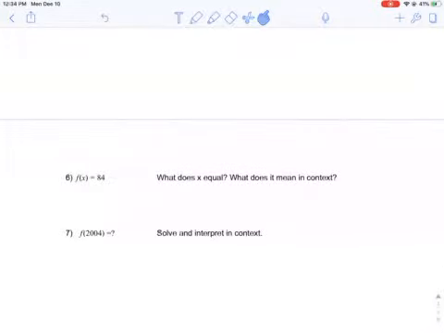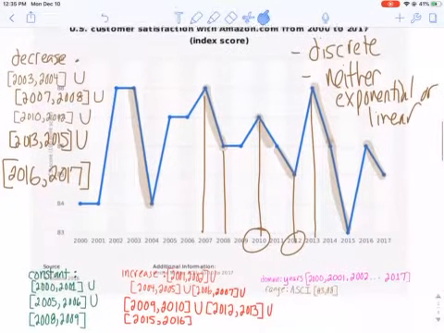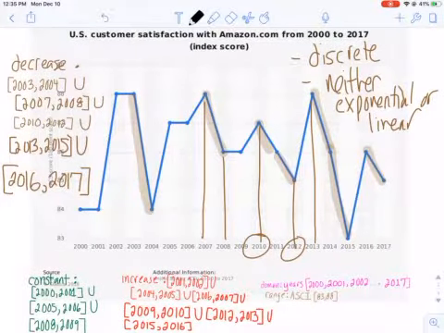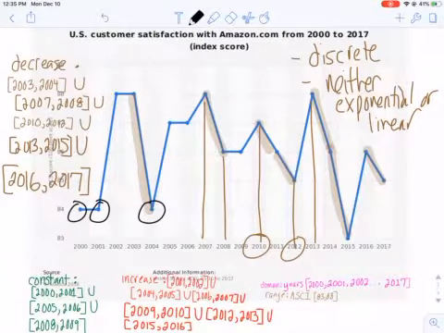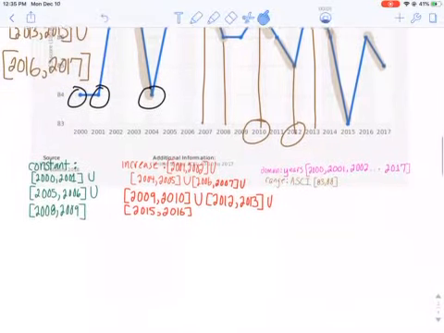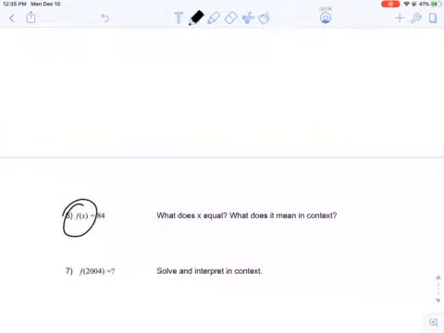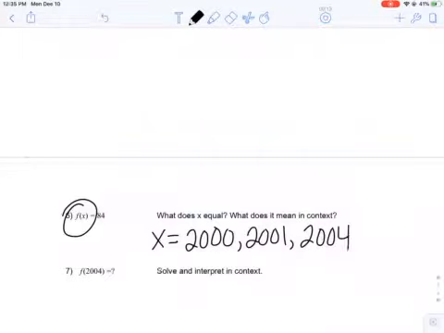Now we have a couple of questions too. F of x equals 84. This is asking me, when is my output going to equal 84? Let's see, when did that happen? Let's get our scores here. Oh, we had it in 2000, 2001, 2004, and those are my years. So I'm going to go back down to here, and x would equal 2000, 2001, 2004.